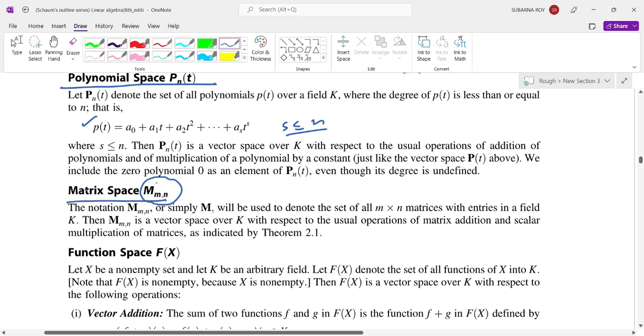Similarly, matrix space Mmn. This is the set of all matrices of order m cross n with entries in a field K. So this will be the set of all matrices whose order is m cross n and whose elements are taken from this field K. So this will be a vector space.